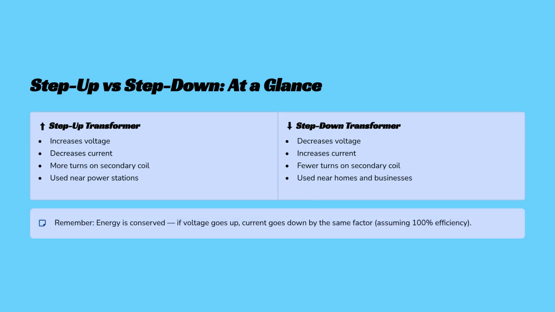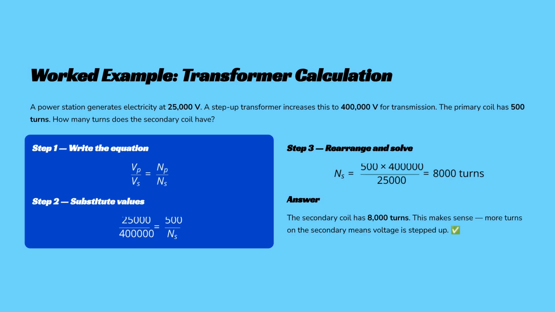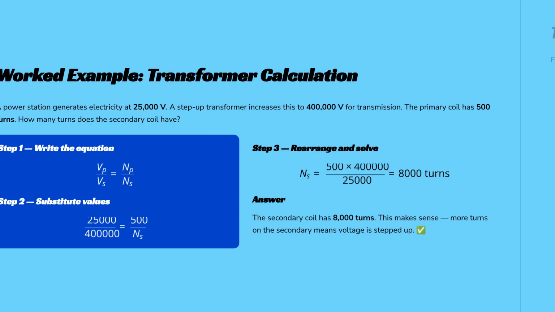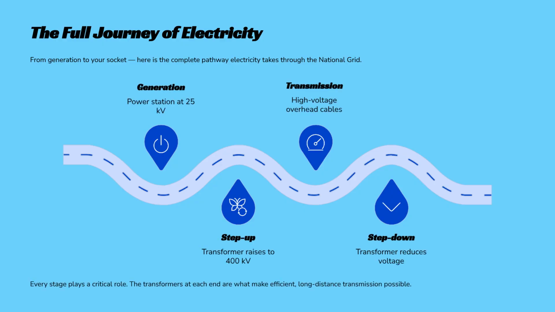Remember that energy is conserved throughout these conversions. You should be familiar with the transformer equation. It links the primary and secondary voltages to the number of turns on each coil. You'll likely need this for calculations. Let's walk through a quick calculation. By substituting your known values for voltage and turns into the transformer equation, you can solve for the unknown quantity, like the secondary turns. That wraps up our overview of the electricity journey from generation to your socket. Understanding these steps and calculations is essential for success in your physics exams.